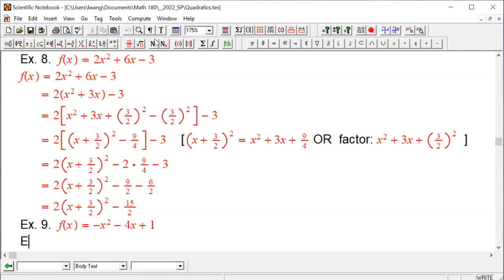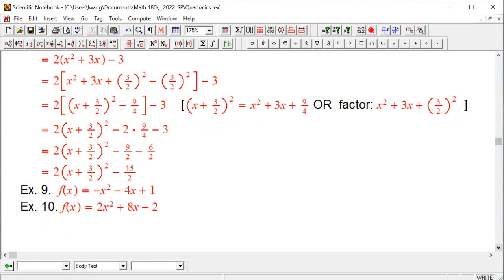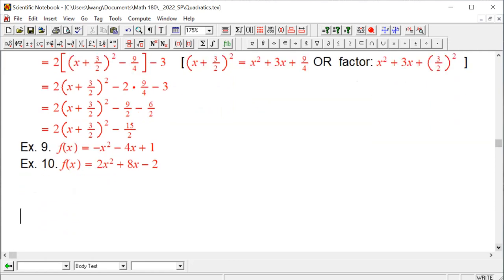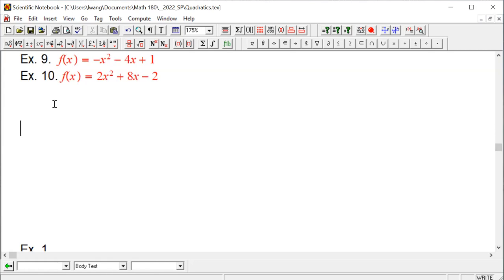Example number 10. I will make a similar example. Actually, I'm going to make it just a little bit simpler for you. So 2x squared plus 8x plus 2. You can see I'm really just making examples on the fly. You may like to pause this to try it.